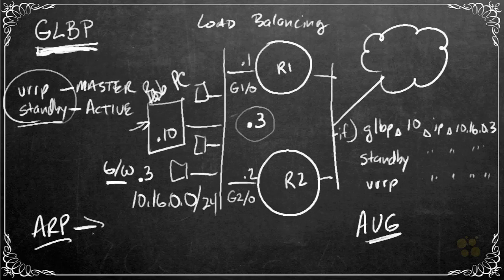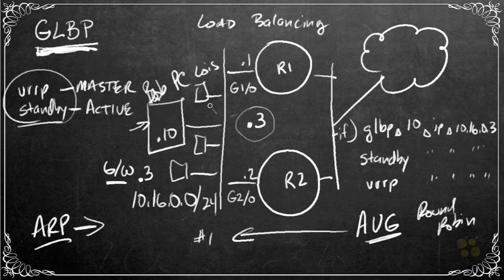So the active virtual gateway responds to that ARP request, but it's going to respond in a round-robin fashion based on the virtual MAC addresses being used by this GLBP group. So let's say Bob comes in, does an ARP for the default gateway, and the AVG responds with MAC address number 1. And then let's say Lois, sitting at this PC right here, does an ARP request for 10.16.0.3. The AVG responds with MAC address number 2.